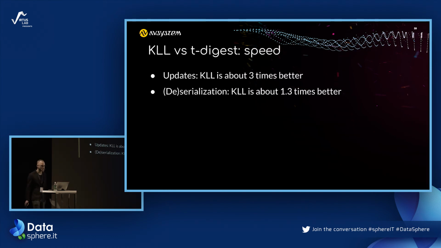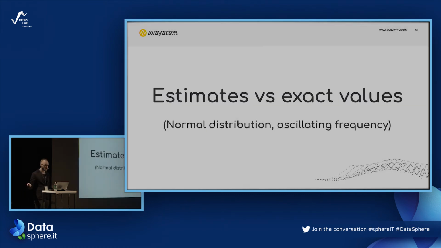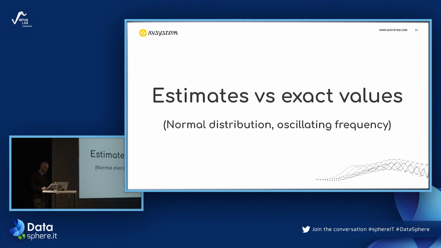Okay, and speed. Updates: KLL is about 3 times better, and while serialization of KLL is a little bit slower, deserialization of KLL is faster than T-digest, and if we sum up deserialization and serialization, KLL is about 1.3 times better. Okay, so I want to show you some charts which present a comparison of sketch estimates to exact values. It isn't a comprehensive analysis of the accuracy of sketches, rather an evaluation of a simple example to convince you that sketches don't bite.